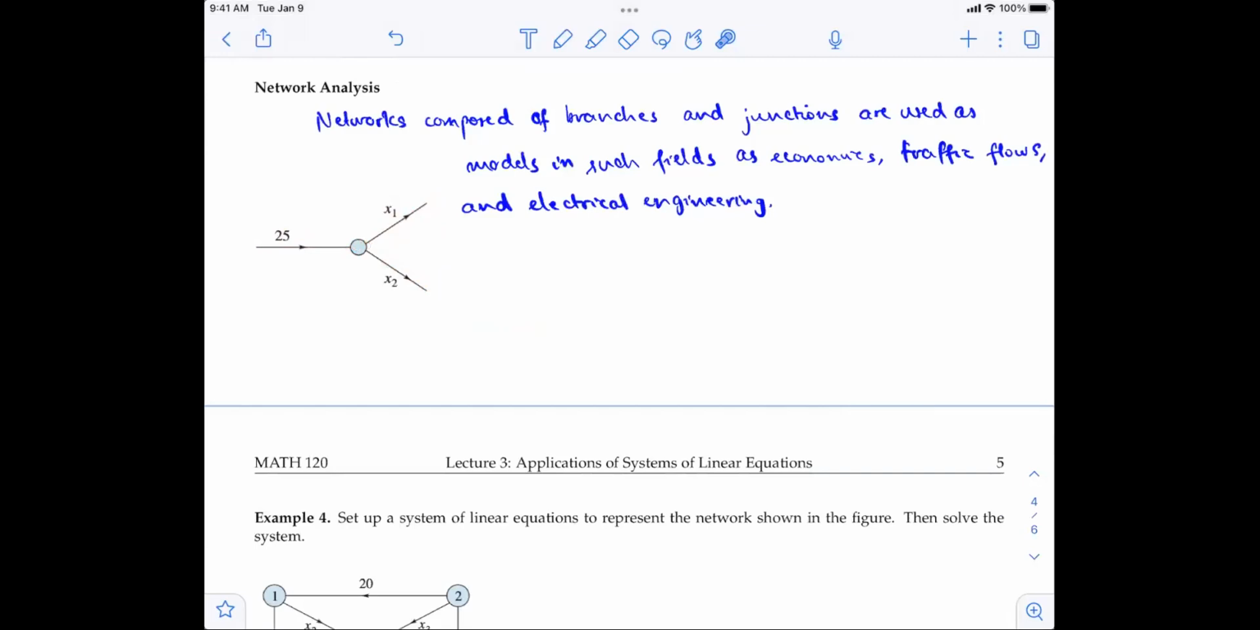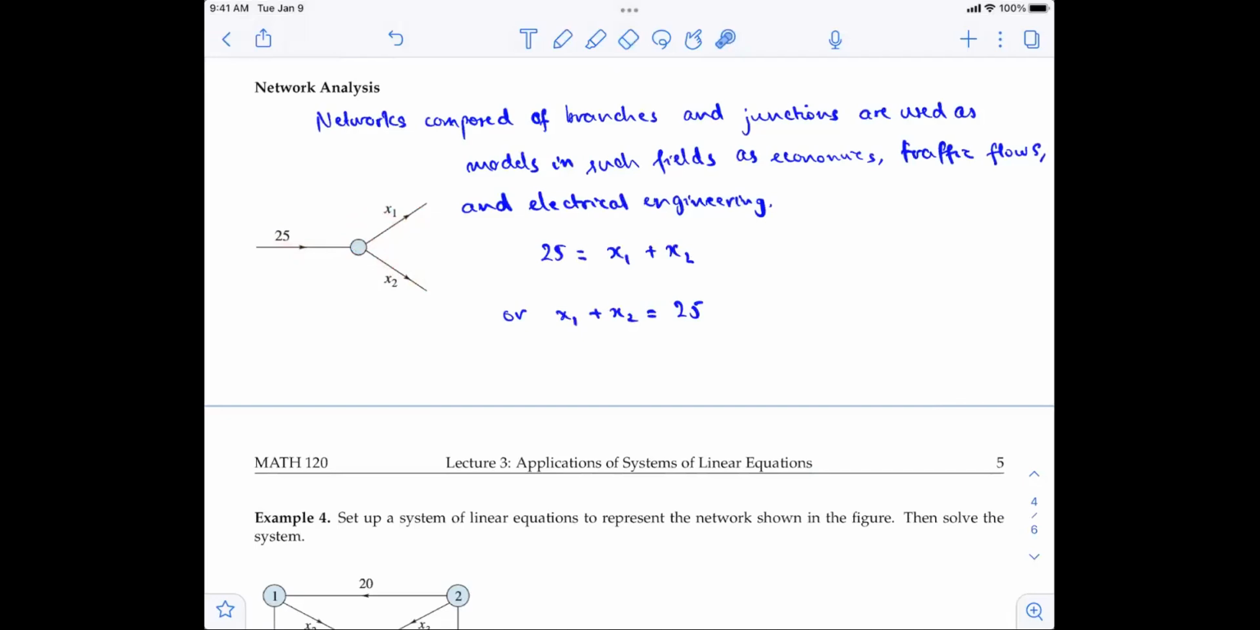In either case, or any case for that matter, what you need to know is that whatever is coming in has to be equal to the sum of the outflow. Okay, so that is 25 coming in equal to x1 plus x2, right? Or you can also write this as x1 plus x2 equal to 25. So that is how you set up the equation for this particular network.